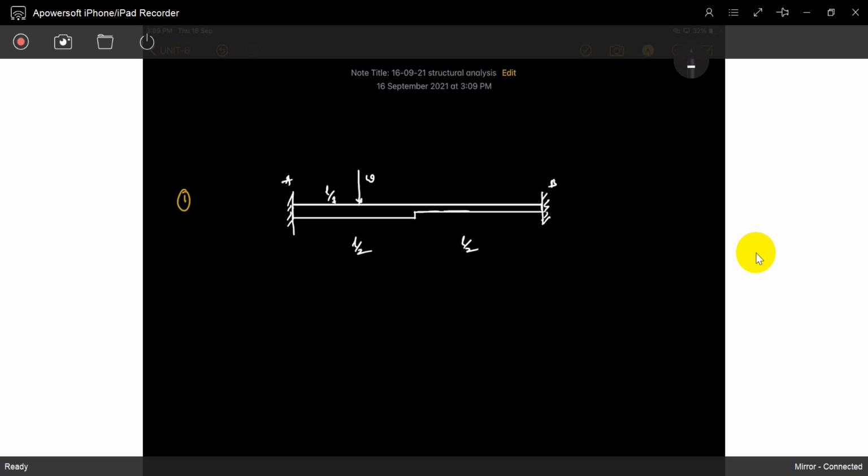L by 3. So it has Mp, it is 2 Mp. The cross section is different. The cross section is double. Determine the collapse load.